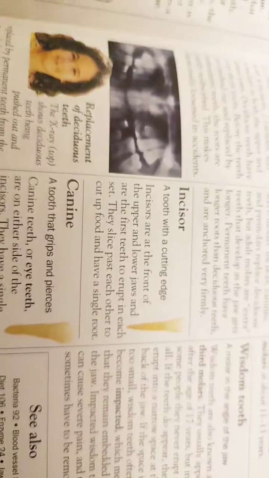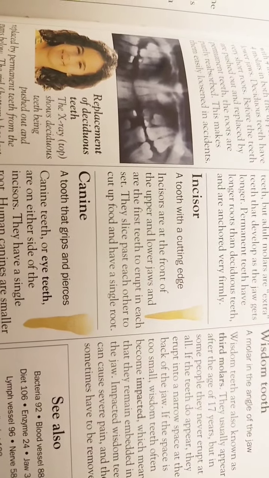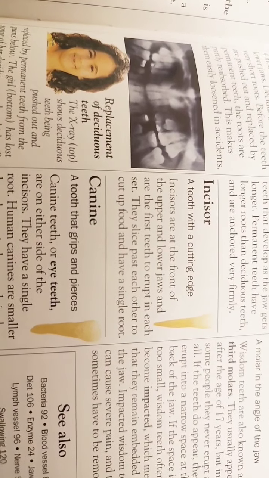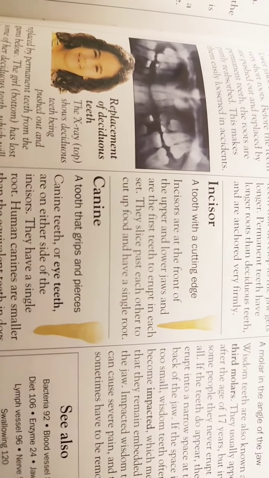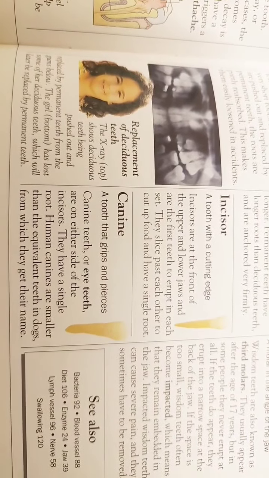There are different kinds of teeth, like the incisors. One is the incisor, with a very sharp cutting edge. They are at the front of the upper and lower jaw, and they are the first teeth to erupt in each set. They slice past each other to cut up food, and they have a single root.